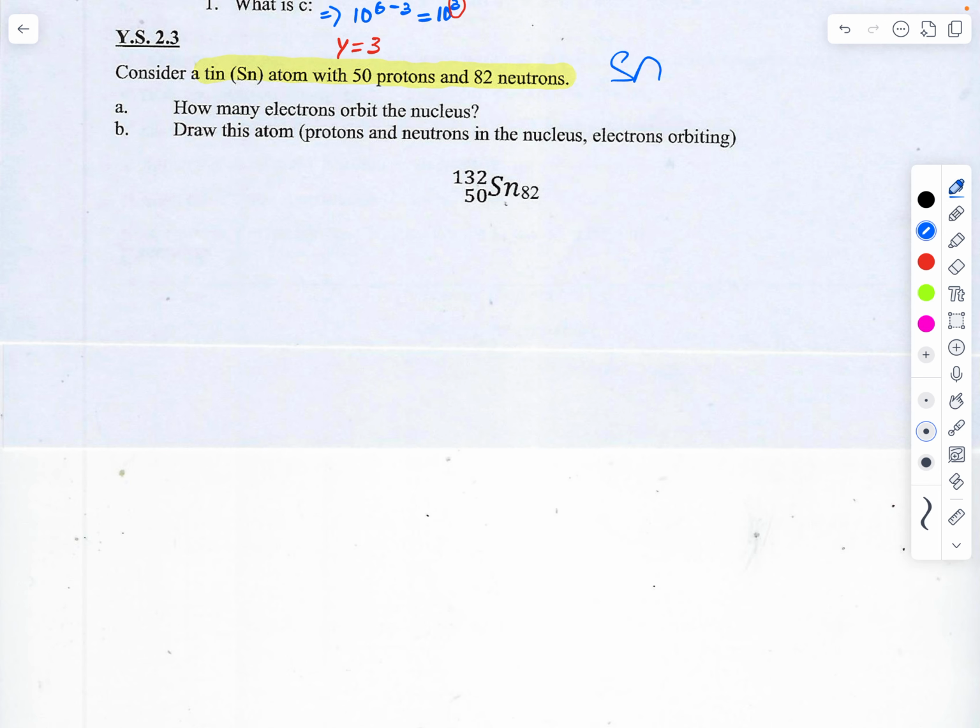So for tin, the letters are your atomic symbol. Sn is the symbol for tin, like you can see right there, tin. And then the number to the left, the bottom number on the left, is the number of protons. The number to the right is the number of neutrons.